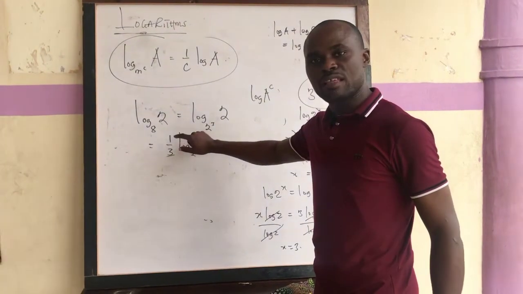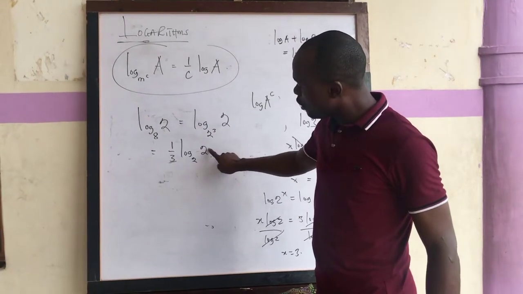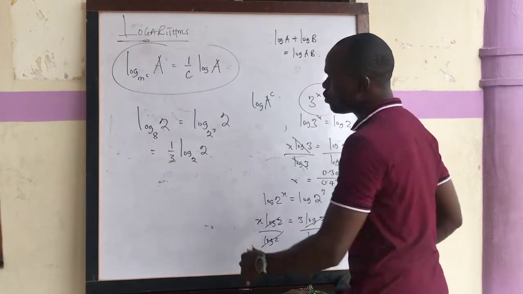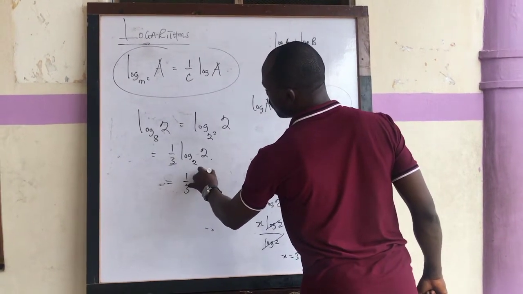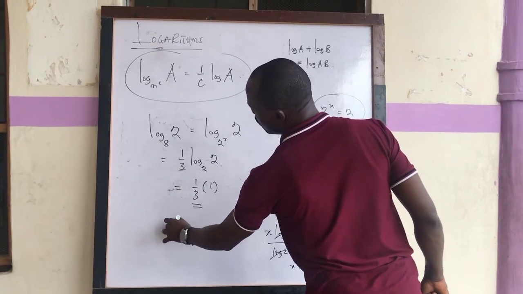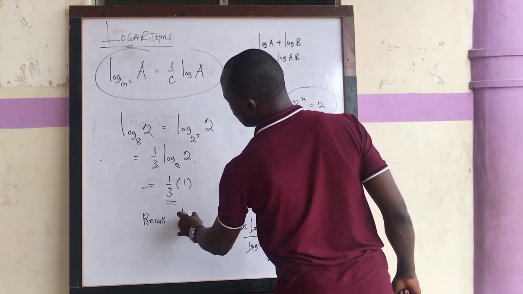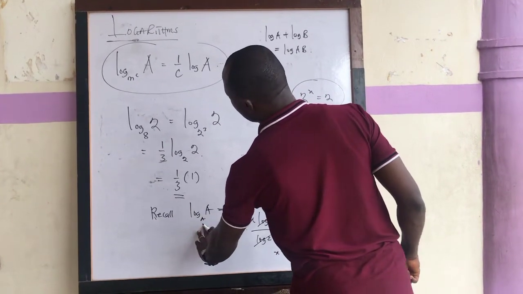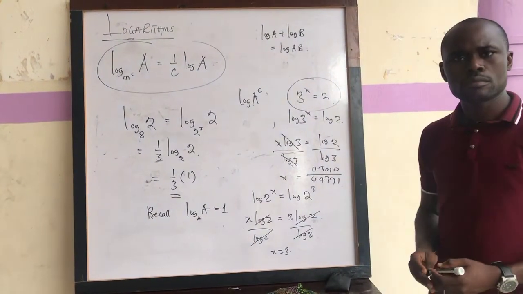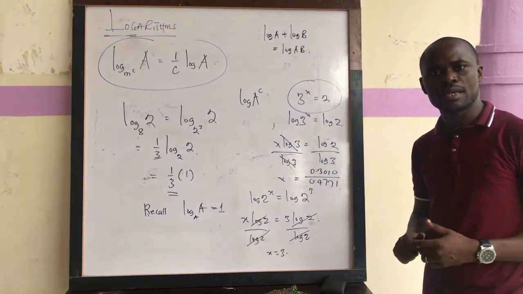And you remember in my last video, I said that whenever you have a base and the argument equal, this will be equal to 1. So this is equal to 1 over 3, and all this is just 1. Recall that log a base a is equal to 1. So these are very beautiful mathematical principles that we can apply anytime, any day.